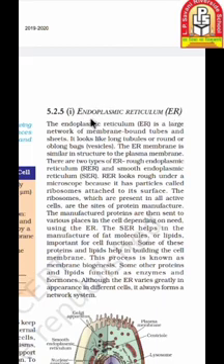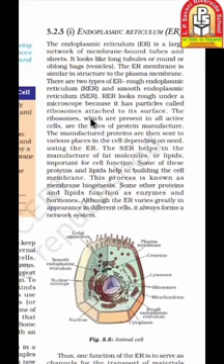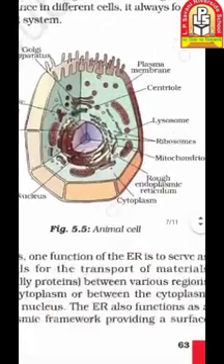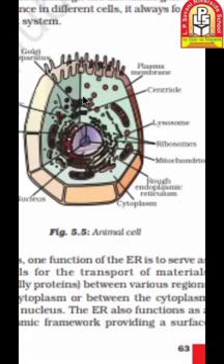In the earlier session we discussed the endoplasmic reticulum, which is of two types, RER and SER. RER is the rough one and SER is the smooth one, and we also saw it in the image of the endoplasmic reticulum. This one is the rough endoplasmic reticulum.